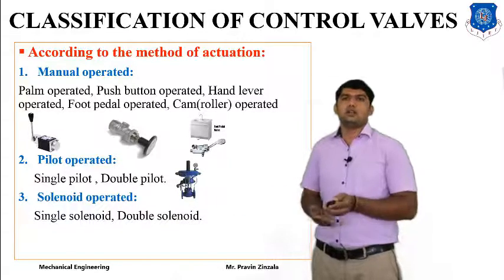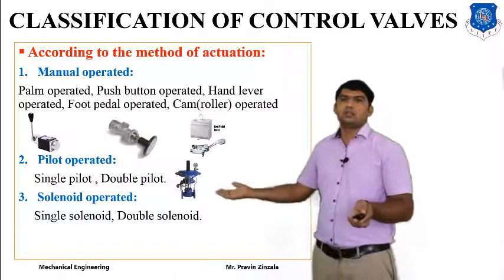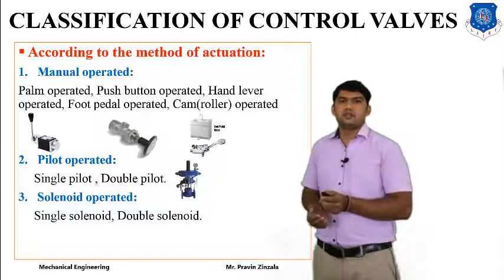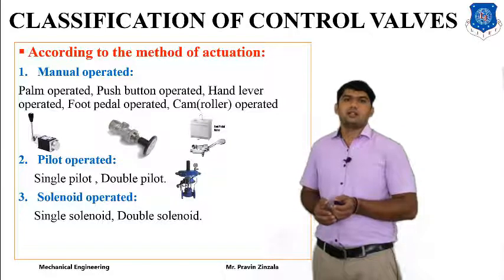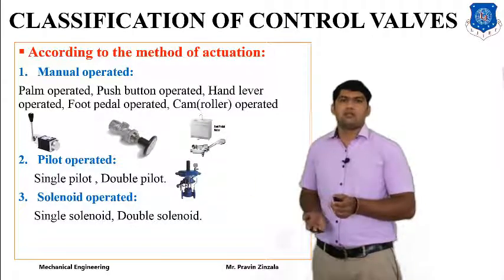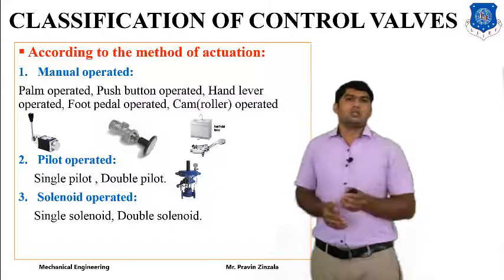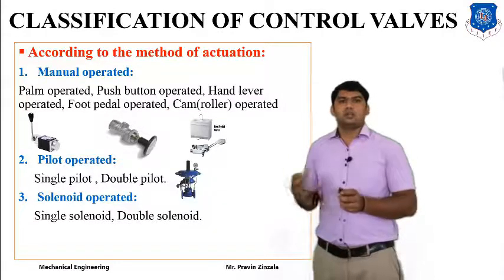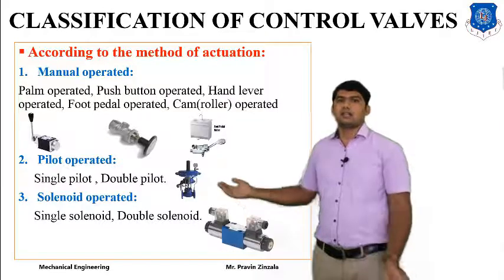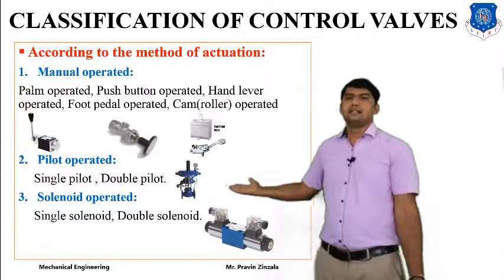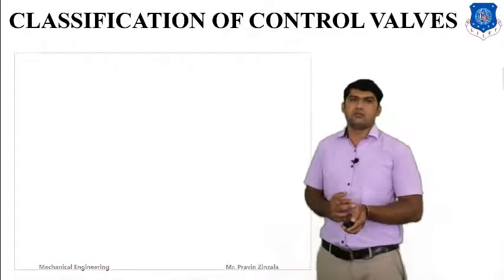The third example according to the method of actuation is solenoid operated. It is one type of electronically operated direction control valve or control valve. It is used for automation in industry. It means we have to supply electricity for the operation of different types of valves. Examples of solenoid valves are the single and double solenoid valve.